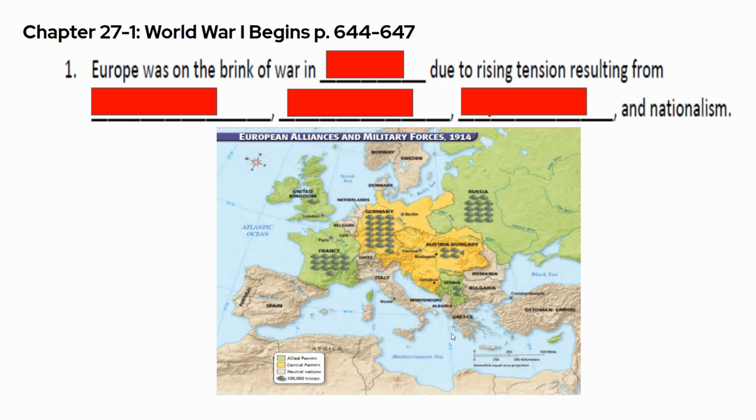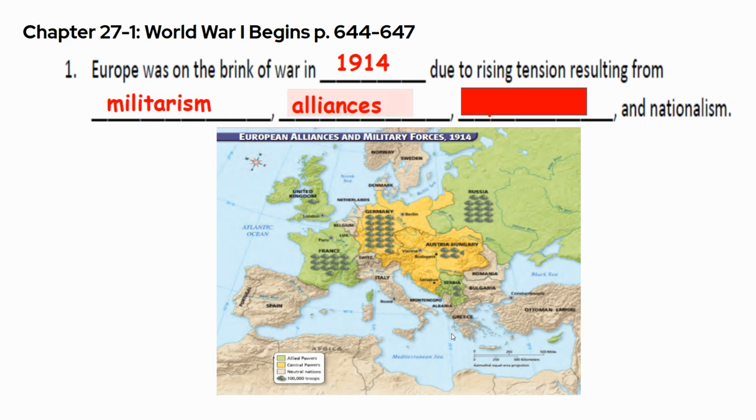So Europe was on the brink of war in 1914, and it was due to four things: the concepts of militarism, alliances, imperialism, and nationalism. What I want to do is explain what each one of these is. Looking at militarism from this map, each of the major powers had been building up its military. If you look at the map in front of you, Germany certainly had taken upon themselves to really beef up their military.